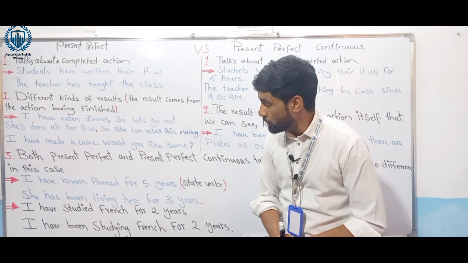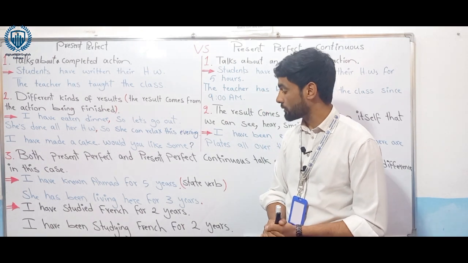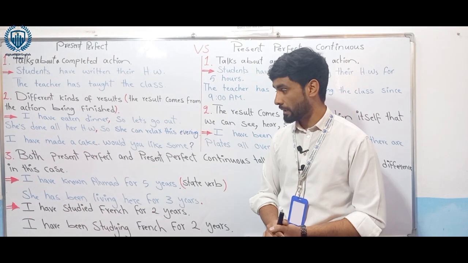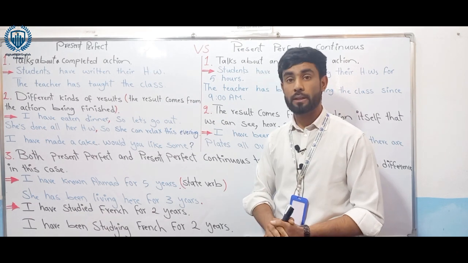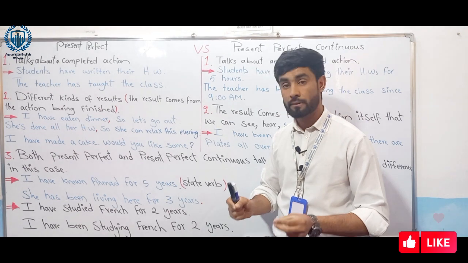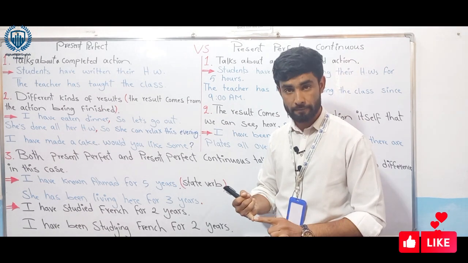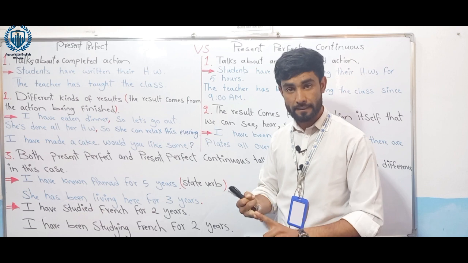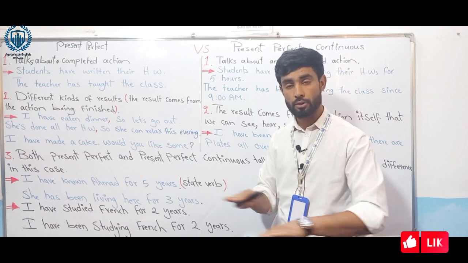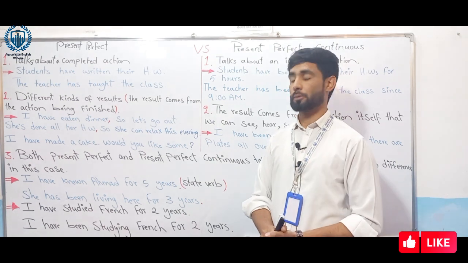Second sentence, she has been living here for 3 years. It's present perfect continuous tense, and we can say this sentence with present perfect as well. She has lived here for 3 years. She has been living here for 3 years. Both give the same meaning, no difference. You can use both. Okay.